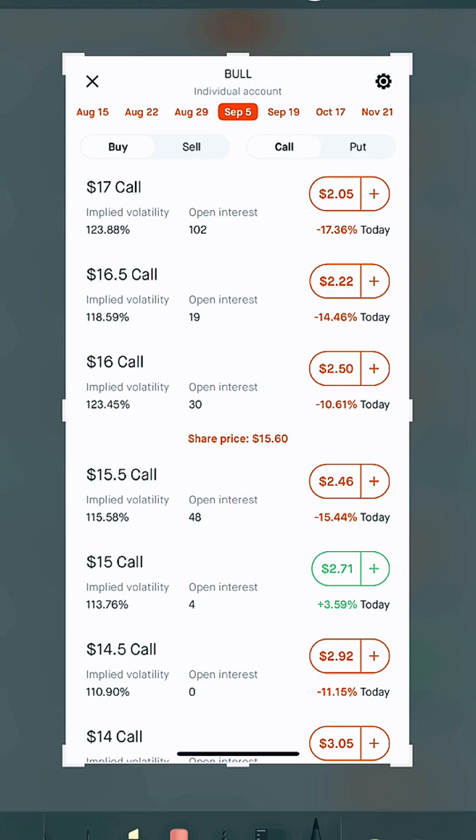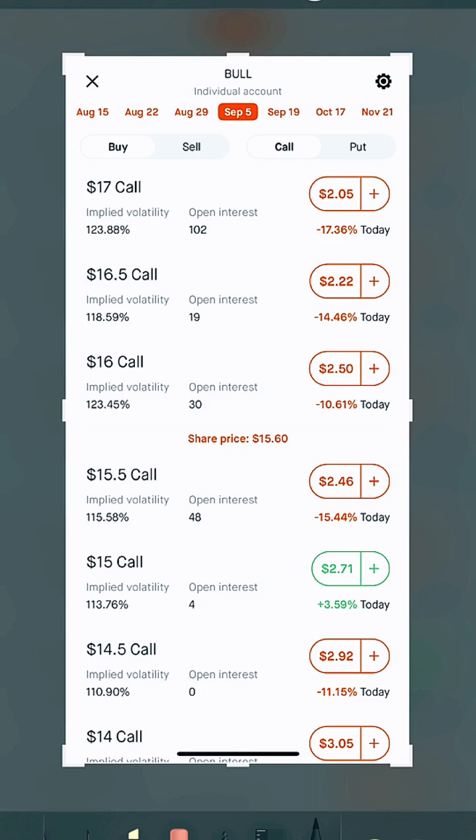So we think Webull is going up from $15.60. Let's say I know it's going to go up to $16. So I'll get the $16 call. And then let's say I'll get the September 5th expiration date, because look how far out that is from now. And I know Webull is going to give me more than $1 by then. To me, it's the closest I can get to out of the money. It's pretty much at the money.